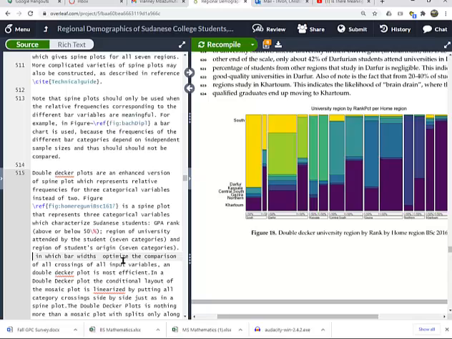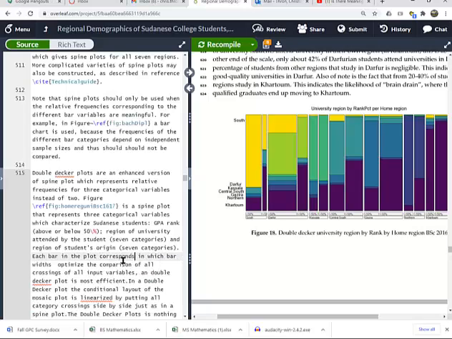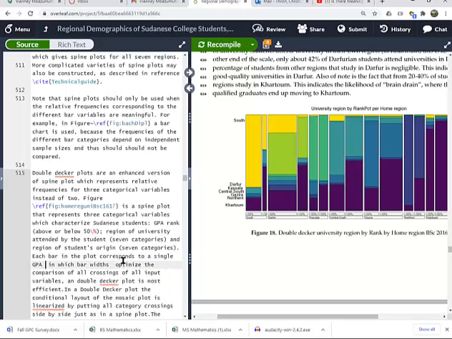So I can say each bar in the plot corresponds to a single GPA category. See, what I'm doing is I'm explaining the plot referring to an example. If you don't refer to an example, then the reader cannot understand what you're saying. So each bar in the plot corresponds to a single GPA category for students from a single region.